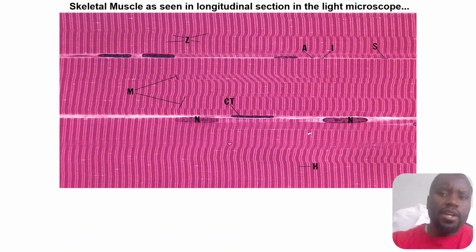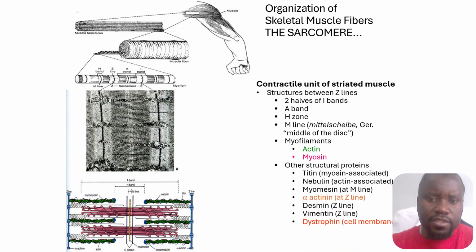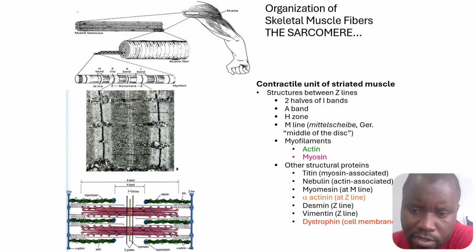So this is skeletal muscle as seen under a light microscope. We can see the striations, or the stripes. And if you remember, it is the result of the organized, repeated arrangement of contractile units. If we take just a muscle fiber, we find that it is also a bundle of several myofibrils.